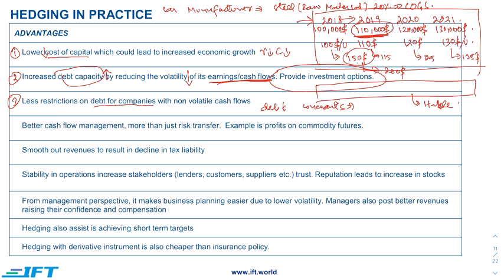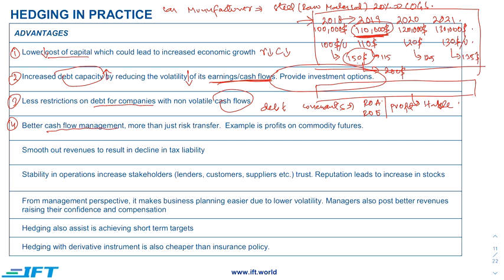For example, they would say that your return on assets should be at a certain level, your return on equity would be at a certain level, your profitability would be at a certain level. So basically, if you have non-volatile cash flows, these covenants would be relaxed and you'll be able to get better debt at good terms. Second is that you will have better cash flow management.